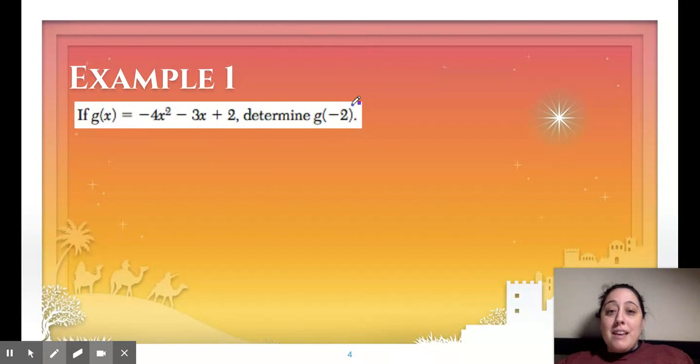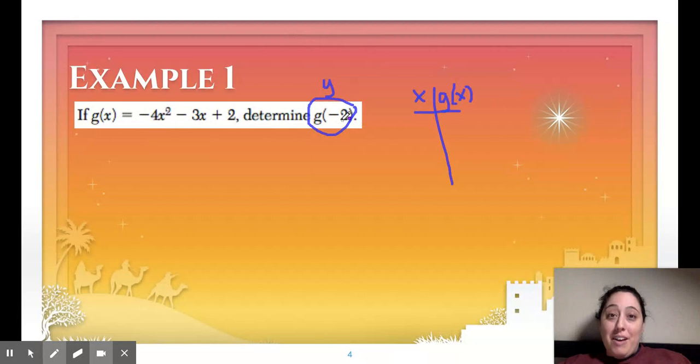So remember, the entire thing, that's like your y value. So if I was going to make a table here, instead of saying y, I'm going to put g of x. And when they're asking me to find g of negative 2, they're asking me to find the y value when x is 2. Or sorry, when x is negative 2. All right, so I do that just by substituting.